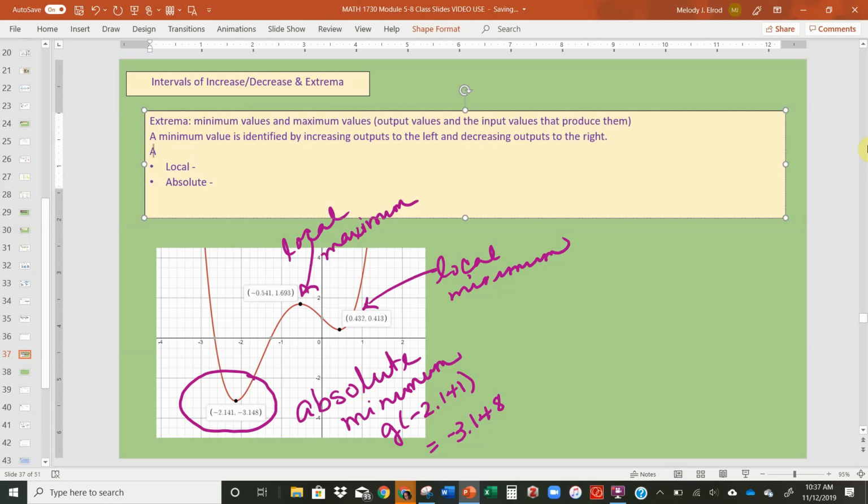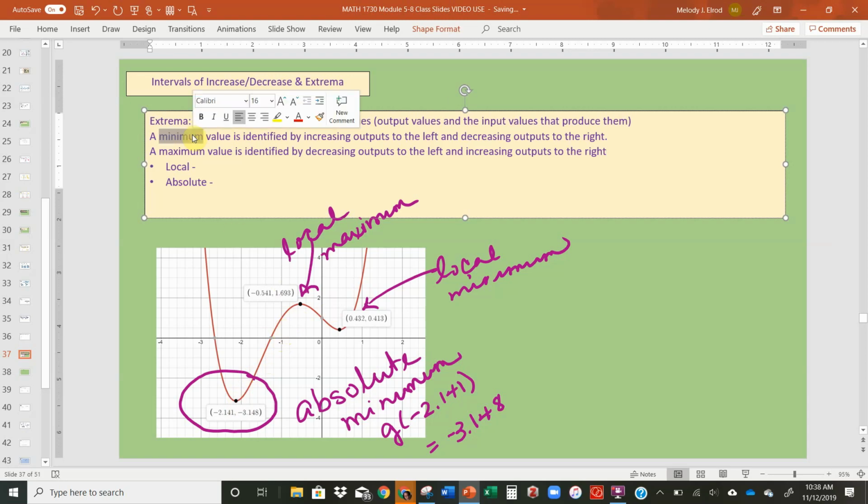On the other hand, a maximum value is identified by decreasing outputs to the left and increasing outputs to the right. So we can see here that we are decreasing to the left, and then we begin increasing, making this point here a minimum. On the other hand, we are increasing. Well, I said those wrong, didn't I? I'm sorry. Let's switch those.